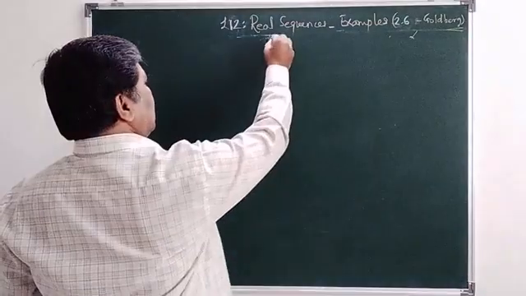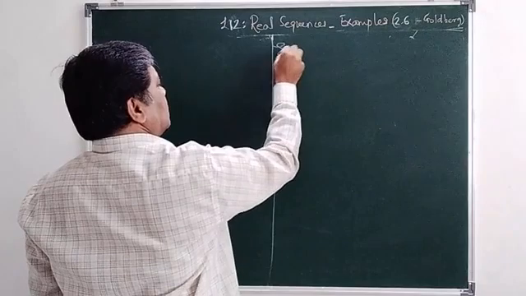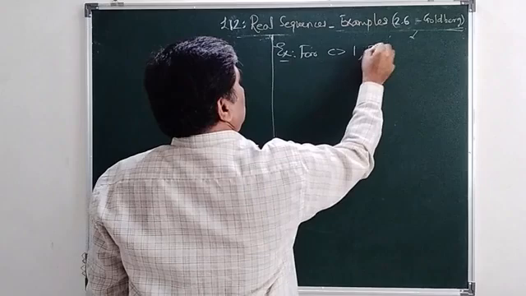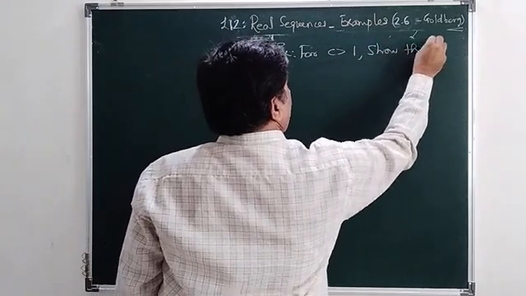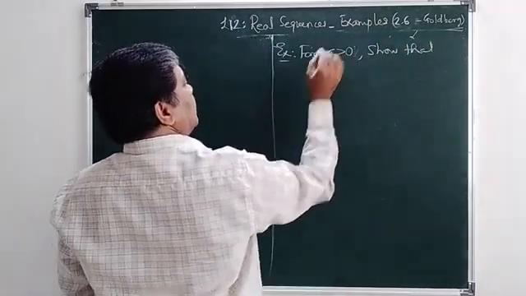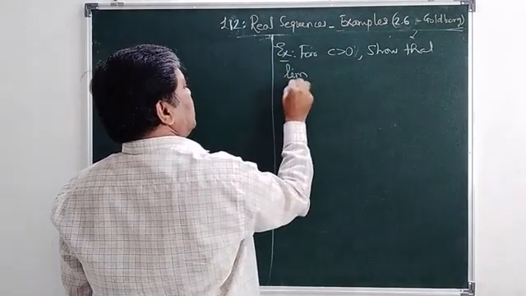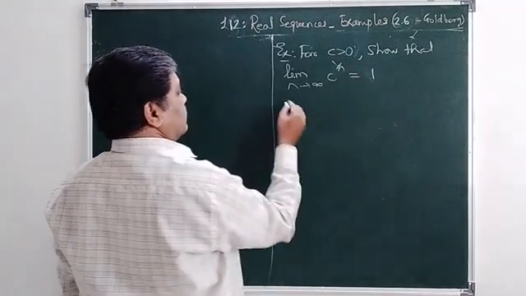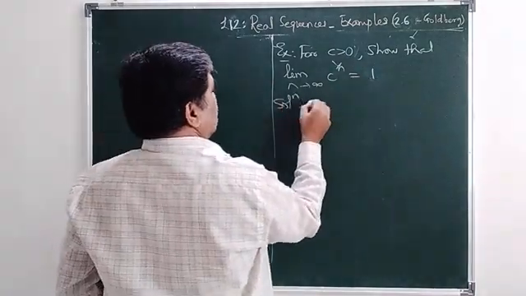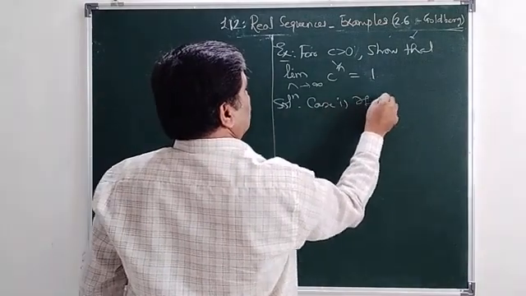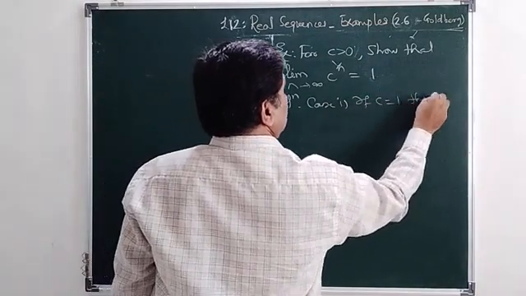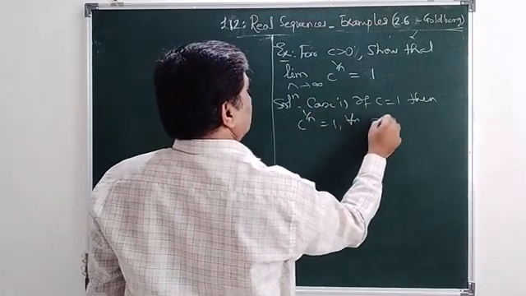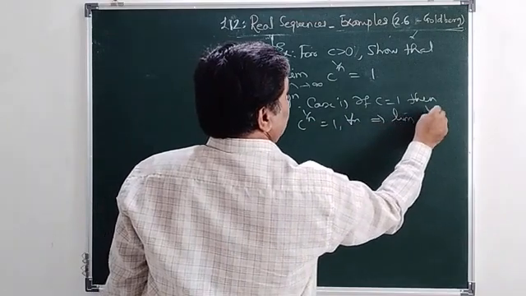We'll take one more example and then we'll stop. Okay. Next example. For c greater than 0 in fact, so that the limit as n tends to infinity of c raised to 1 by n is 1. Case 1, if c is equal to 1, then c raised to 1 by n is 1 for all n, and therefore this limit of c raised to 1 by n must be 1.